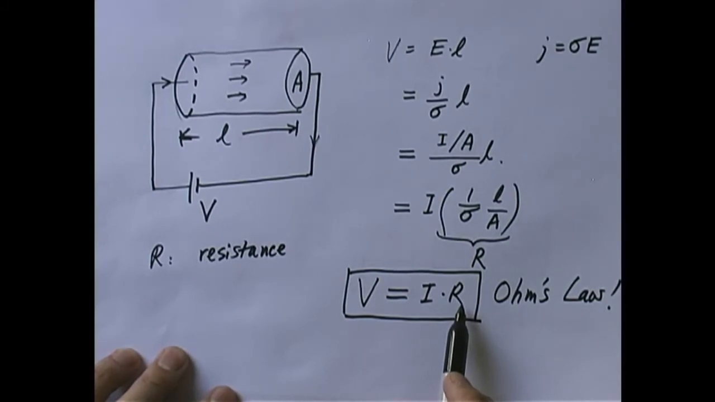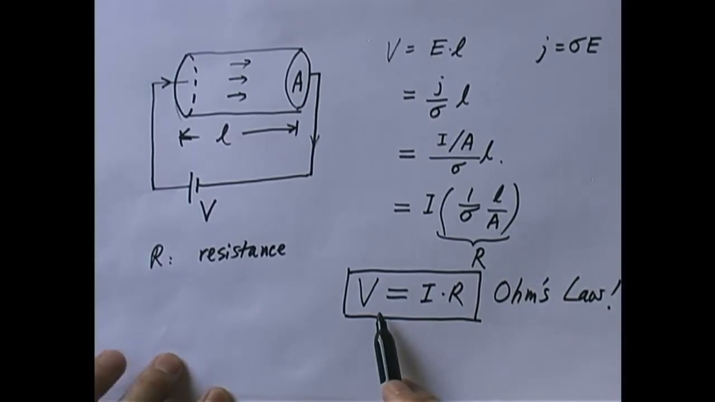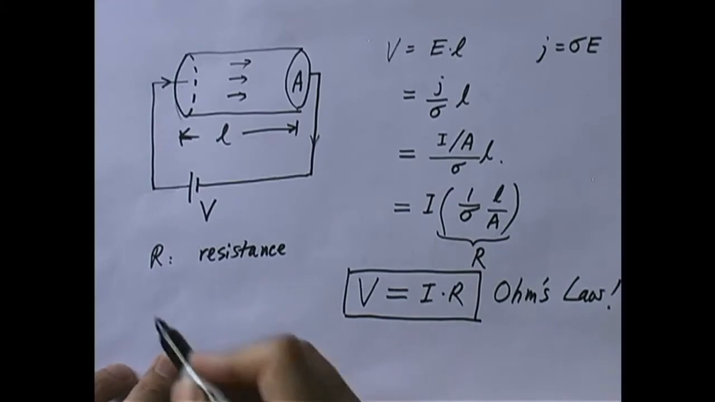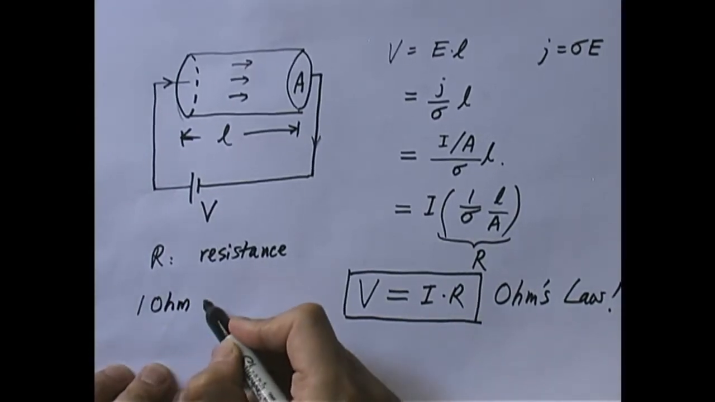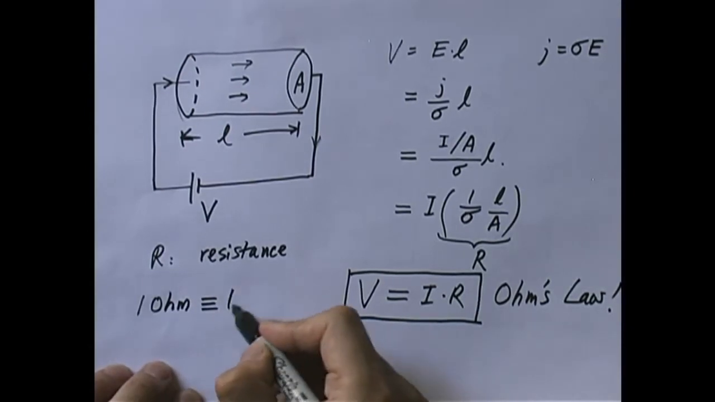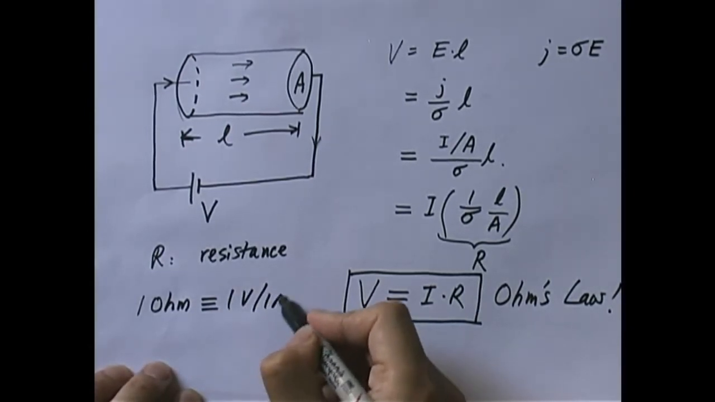R is called the resistance, and by the way, as you probably know, the SI unit of R is what? It is the ohm, which is named after Ohm, who discovered the law. And so what's 1 ohm equivalent to? 1 volt over 1 amp. So 1 ohm is equal to 1 volt over 1 amp.